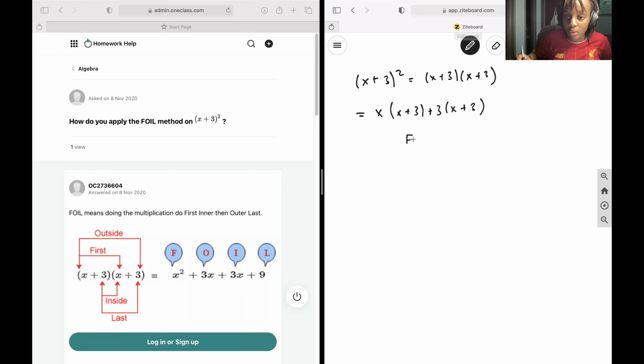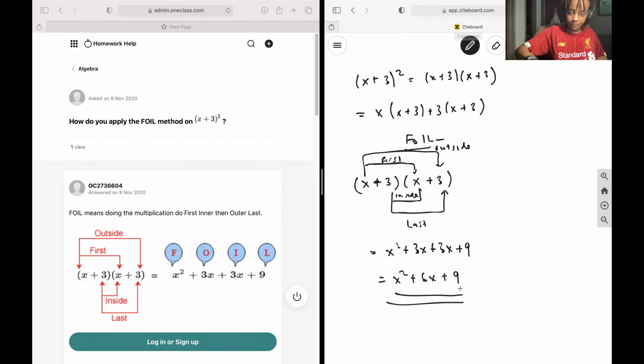And so it's x multiplied by x plus x multiplied by 3, so x by x plus 3, plus 3 multiplied by x plus 3 multiplied by 3, so plus 3 by x plus 3. And so when we write that out, we get x squared plus 3x plus 3x plus 9, and that becomes x squared plus 6x plus 9. And that is our final answer.